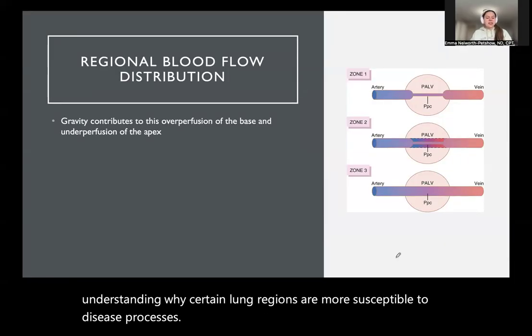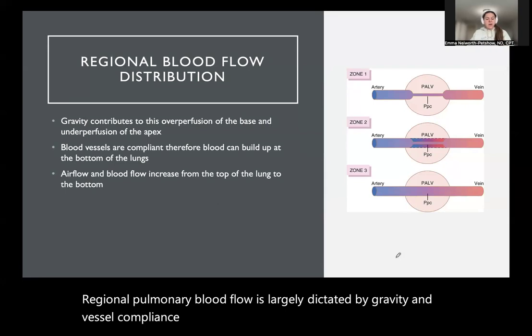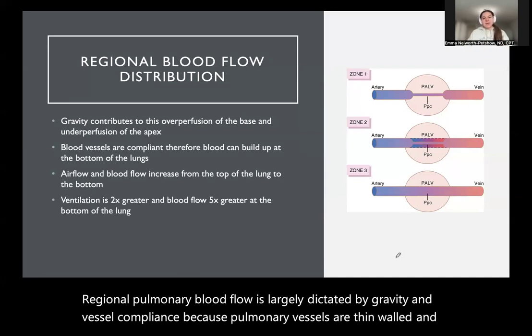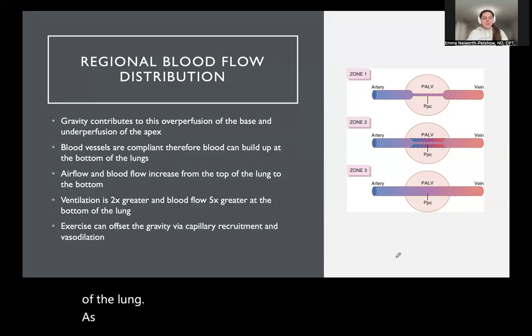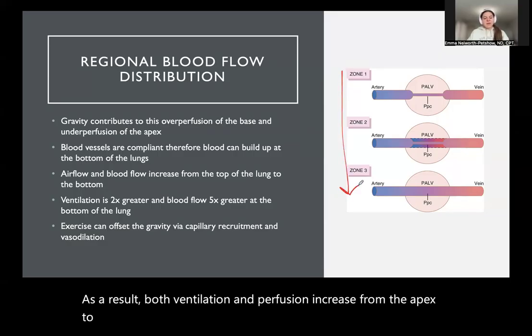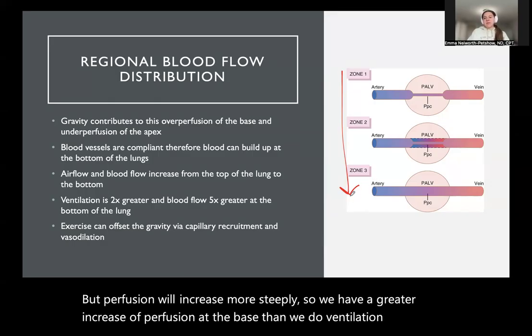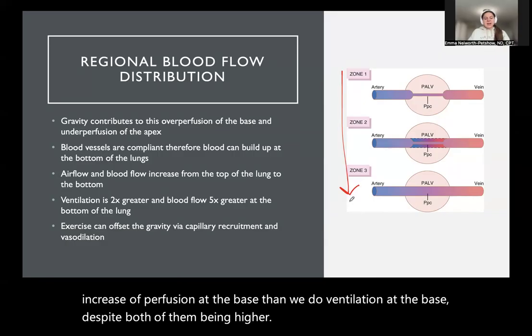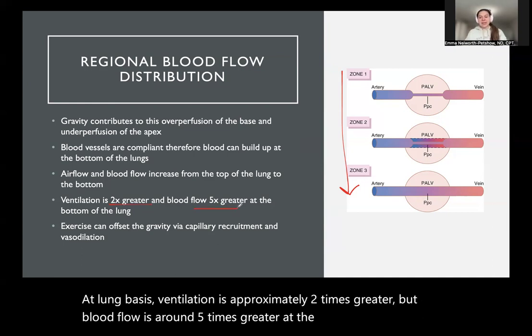Regional pulmonary blood flow is largely dictated by gravity and vessel compliance. Because pulmonary vessels are thin-walled and highly distensible, blood preferentially pools in dependent regions of the lung. As a result, both ventilation and perfusion increase from the apex to the base, but perfusion will increase more steeply. So we have a greater increase of perfusion at the base than we do ventilation at the base, despite both of them being higher. At lung bases, ventilation is approximately 2 times greater, but blood flow is around 5 times greater at the bottom of the lung compared to the apex.